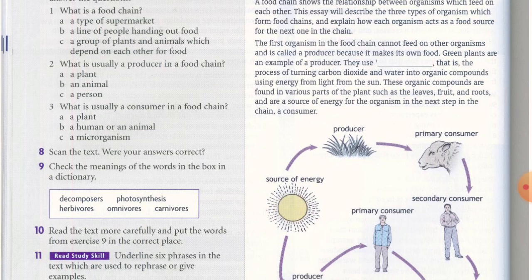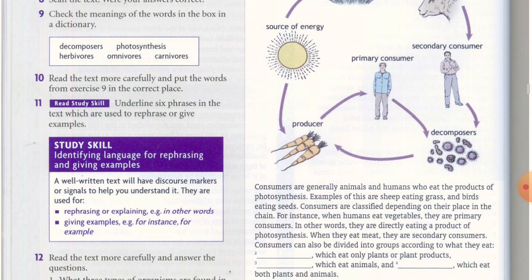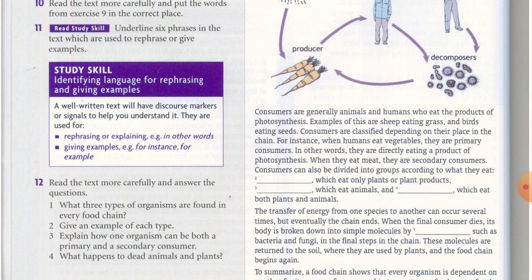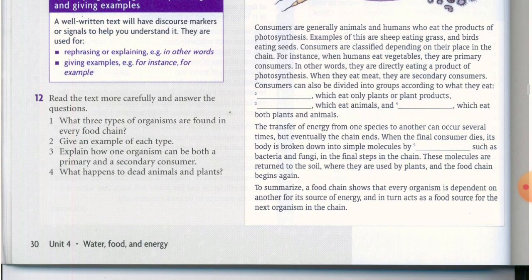These organic compounds are found in various parts of the plant, such as the leaves. Please underline such as. Examples of these are sheep eating grass. Examples of this are. You should underline. For instance, when humans eat vegetables, they are primary consumers. For instance, you should underline for instance.